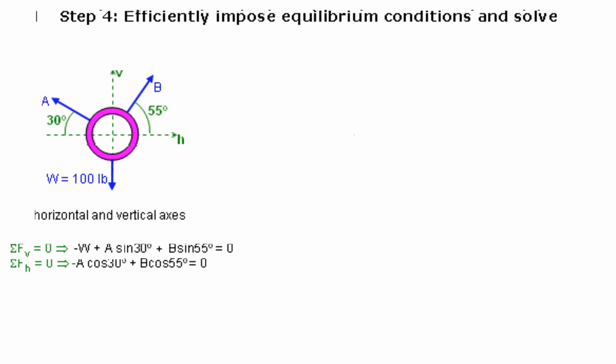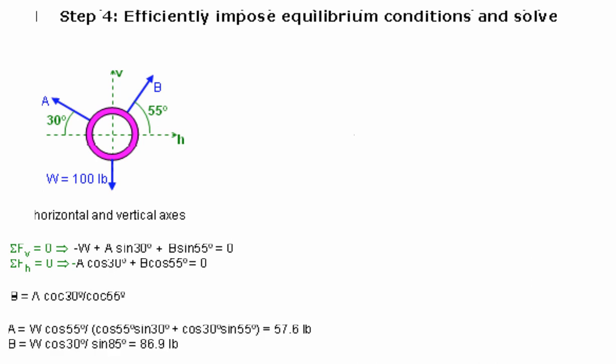First, we rewrite the second equation to find B in terms of A. Then we substitute into the first equation to solve for A. Finally, we can use our rewritten second equation to solve for B. Let's consider now a different choice of axes.